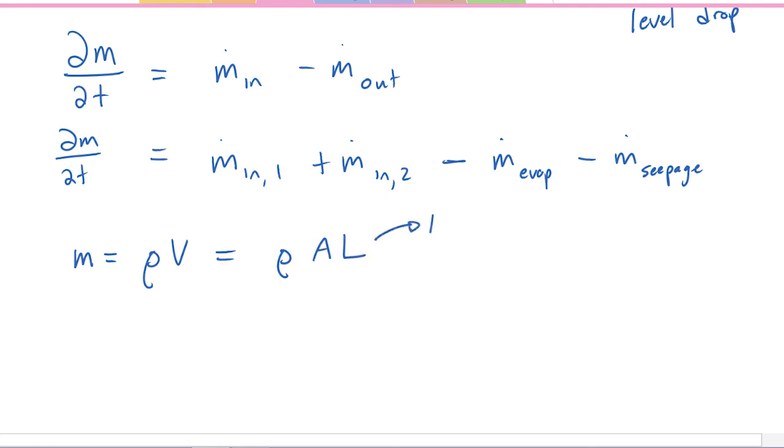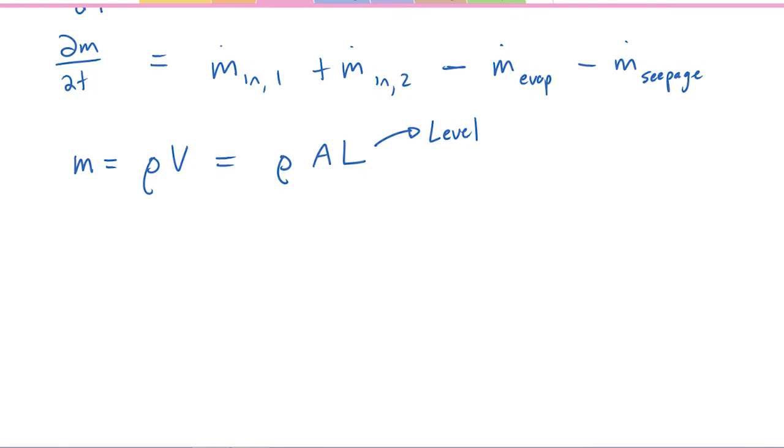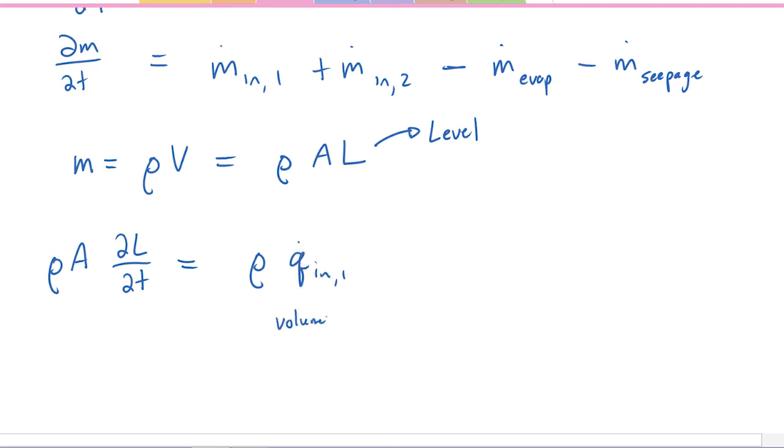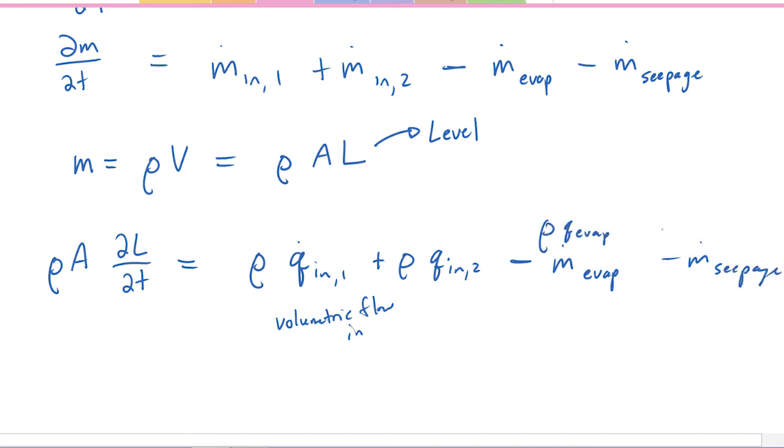Okay, so I'm going to write rho, which is density, and V, which is the volume. I'm going to relate that to level, write my differential equation in terms of level, and also switch over to a volumetric flow instead of a mass flow. Typically we measure flow of liquids in volumetric flow. Then I'm just going to write out the evaporation and the seepage. So there's my differential equation, and you can go ahead and cancel out the densities as well. So you can just deal with an area of the lake and the level.